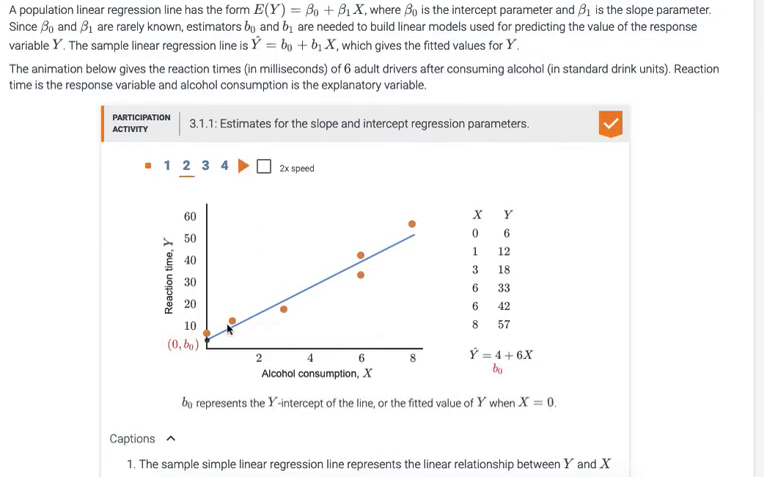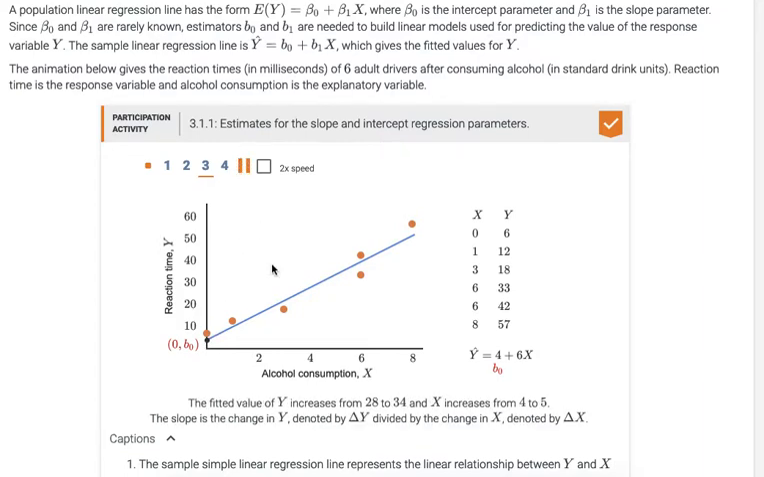So this we call b naught, or where x is 0 and y is some value. And so that's this point where the line intersects the y-axis. And then here we have the fitted value of y. So it could pull 2 points, a point here and then a point there. It doesn't have to be here.